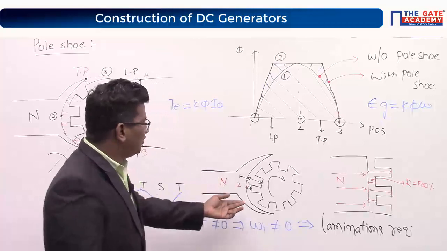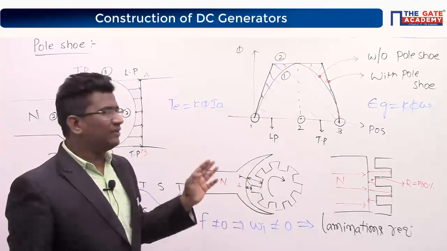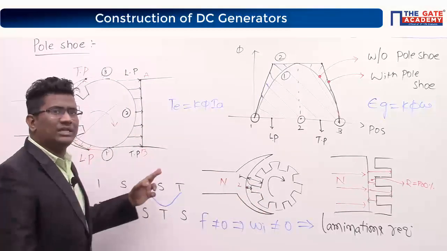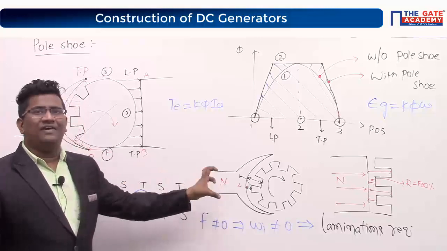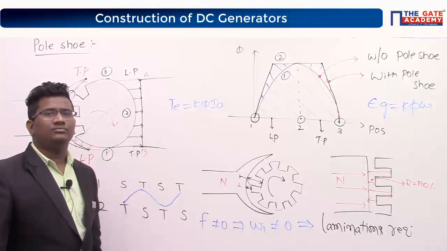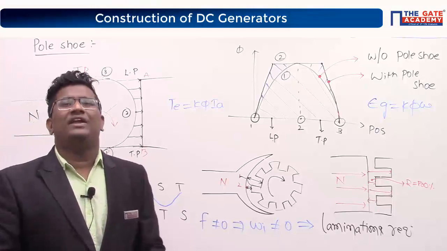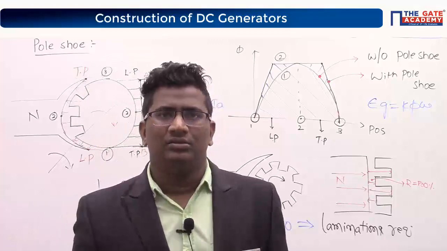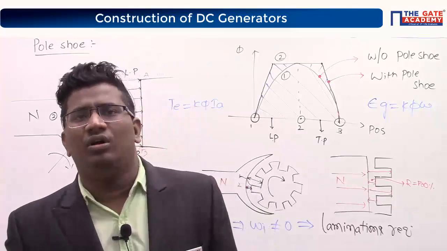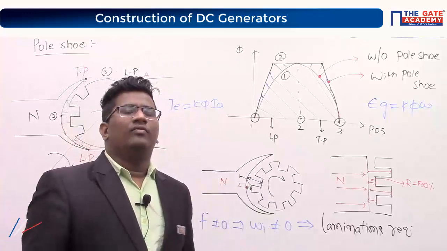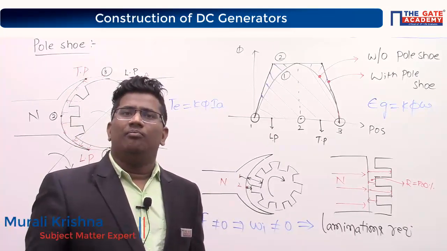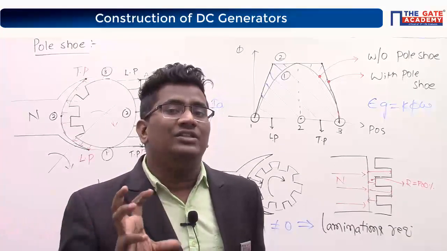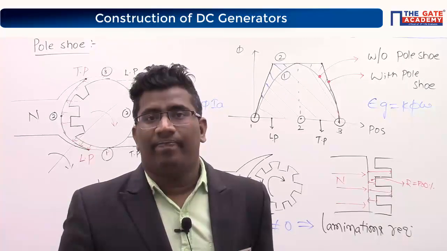If this rotor is rotating very fast, you will get more cycles, yes or not? More cycles means the frequency will be more. If the frequency is more, then hysteresis and eddy current losses are more.